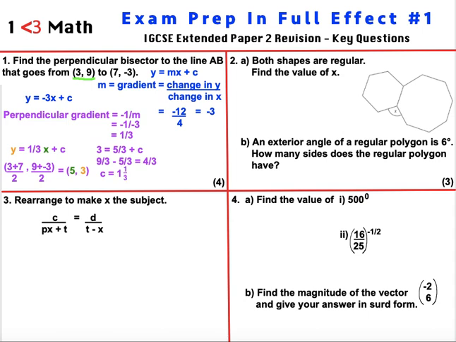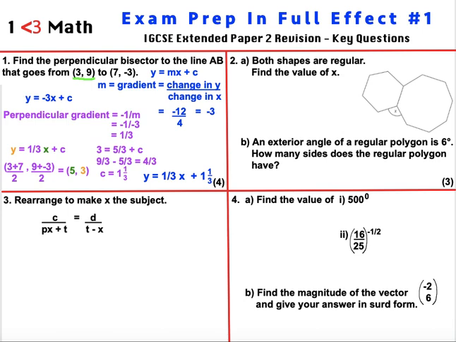So just to recap what I've done there, I've changed 3 wholes to 9 over 3 so that I can subtract 5/3 from both sides to work out the value of c. c equals 4/3, and 4/3 is 1 whole and 1/3. So now the equation of my perpendicular bisector is y equals 1/3 x plus 1 and 1/3, and that would get you the 4 marks there.